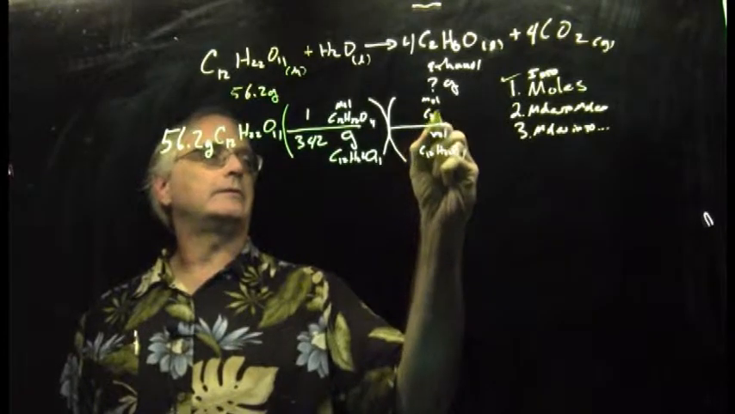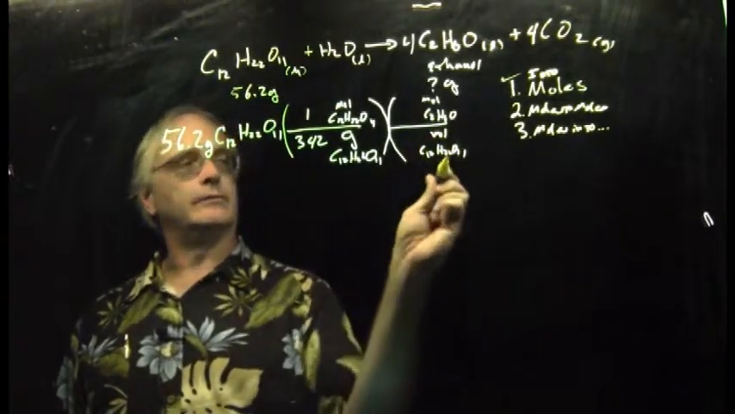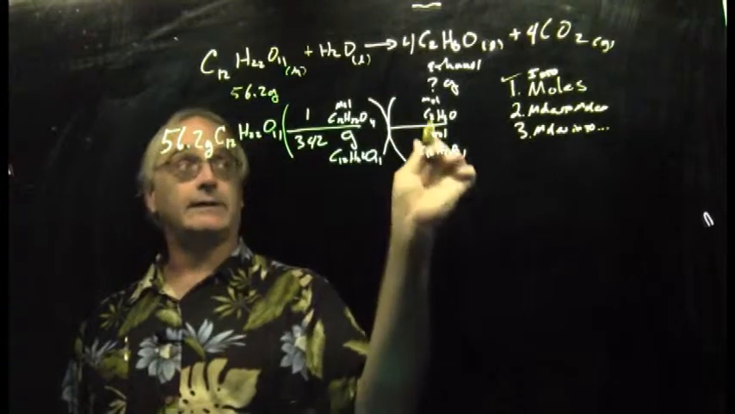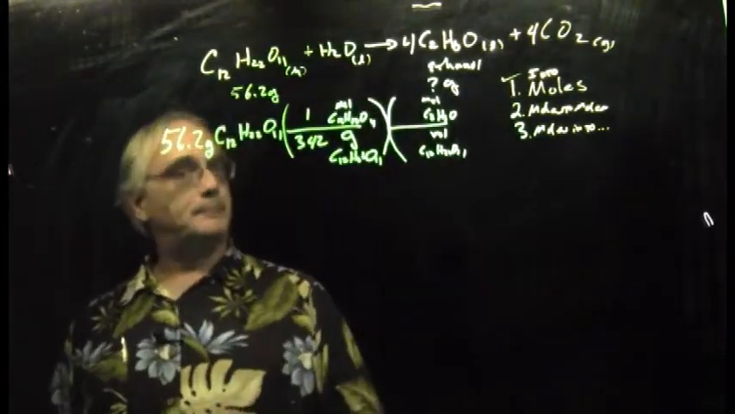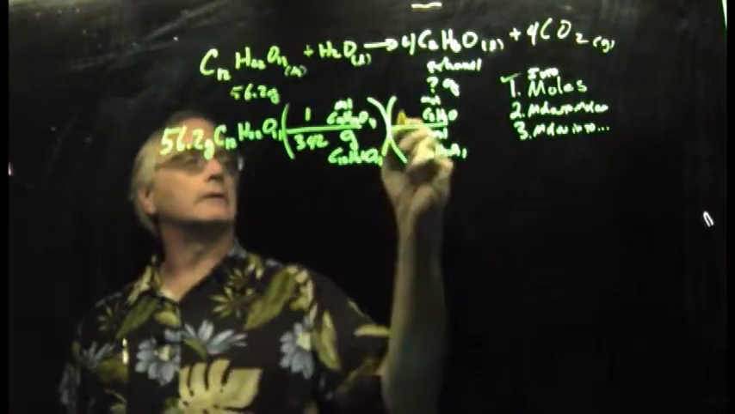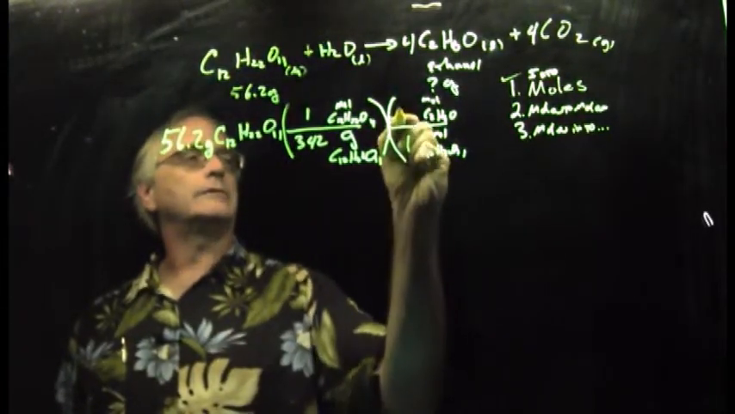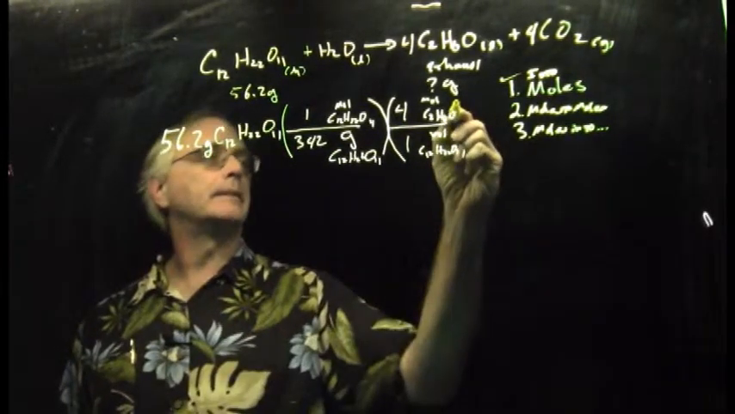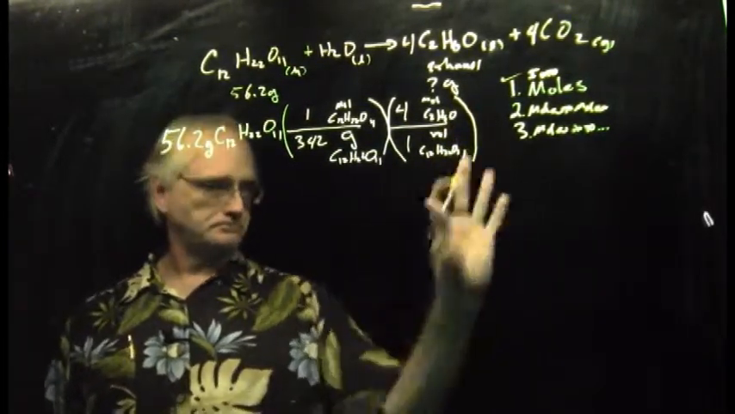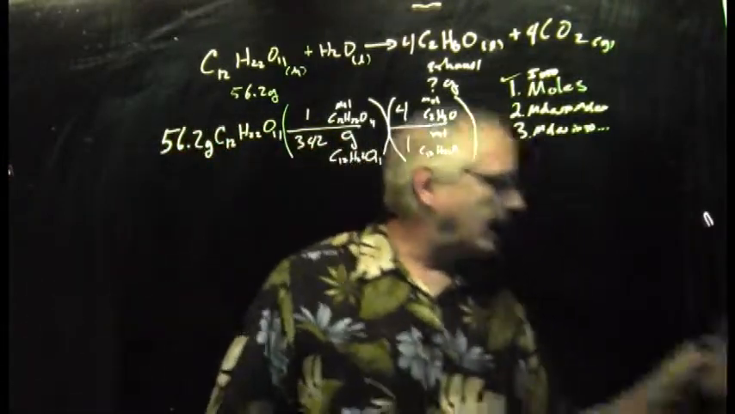Moles of C2H6O. Moles of what you want in the numerator, over moles of what you got in the denominator. Moles are the coefficients of the balanced chemical equation, and it has to be balanced. For every 1 mole of sugar, I produce 4 moles of ethanol. There's that.